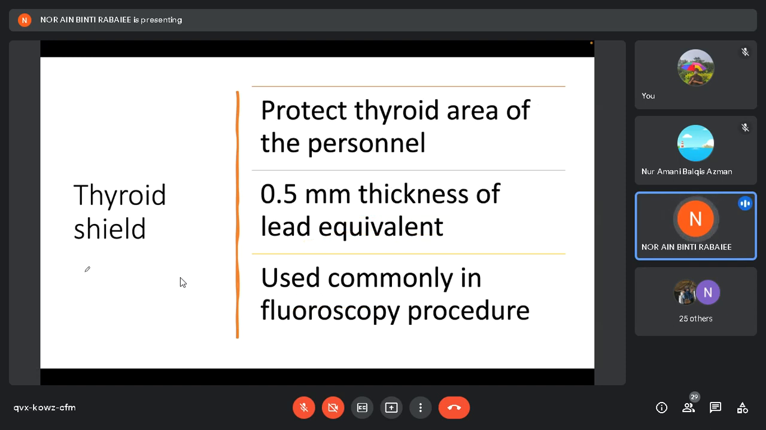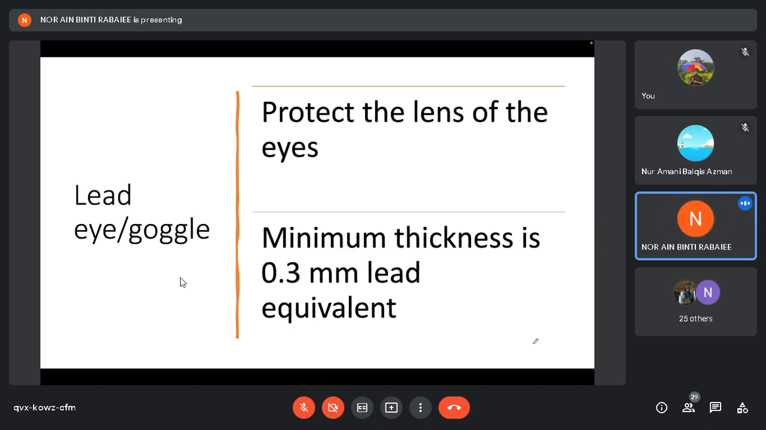Okay, the second one is a thyroid shield. You can see all this shielding in the department. You can ask the staff if you really want to see or touch this radiation protective equipment. The thyroid shield protects the thyroid area. It requires 0.5 mm thickness of lead equivalent. We commonly use it for fluoroscopy procedures.